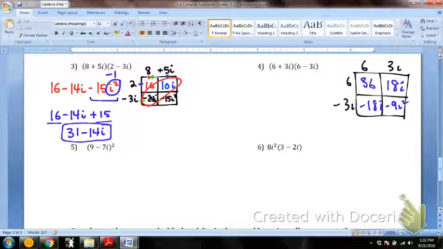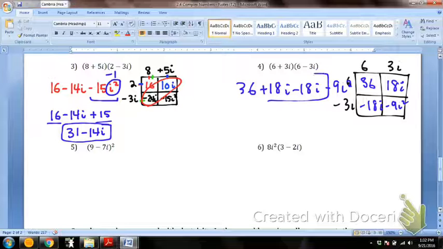Okay, so if I were to write this out, I have 36 plus 18i minus 18i minus 9i squared. What happens here with positive 18i minus 18i? Good. They cancel each other out, so you're left with 36 minus 9i squared. But what did we say about i squared?